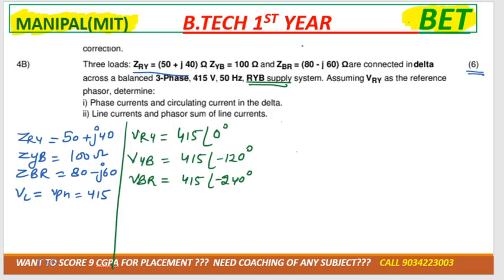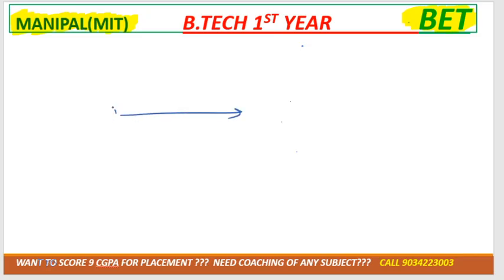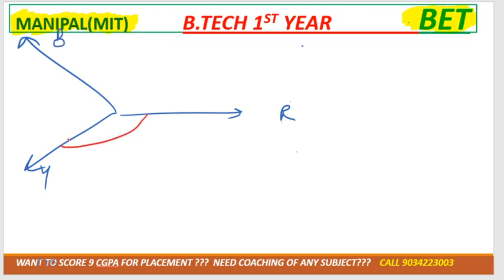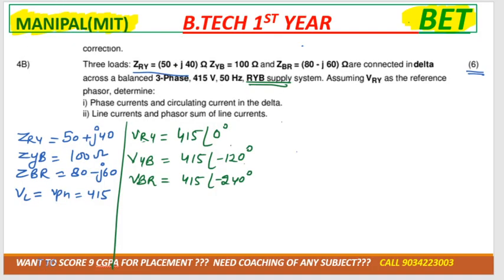Okay, these are fixed. The angle of RY is 0, the angle of YB is minus 120, and the angle of BR is minus 240. See how it comes? Like suppose this is RYB. So you can see the angle difference of RY is 120, right? Because this is a complete 360. So 360 divided by 3 is 120. So each is minus 120. And the angle difference between R and B would be minus 240. Okay. So don't go so much into depth. You just need to learn that these are the fixed angles.